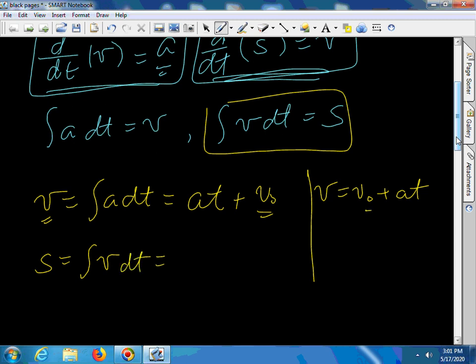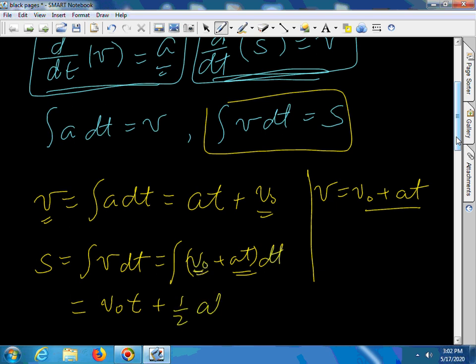And from here, we know that s is equal to the integral of v dt, but we know that v is v0 plus at. Since we integrate v0 dt, and since v0 is a constant, we're going to get v0t plus the integral of at dt, which is 1/2 at squared plus a constant. I'll put the constant in the front.